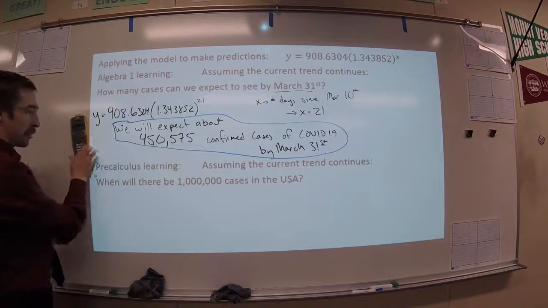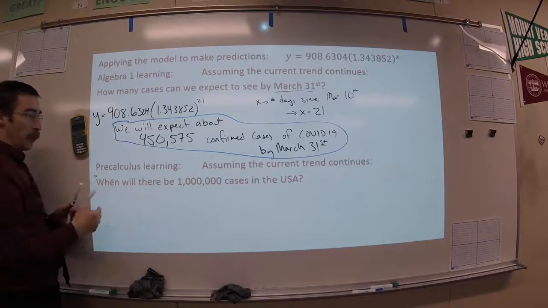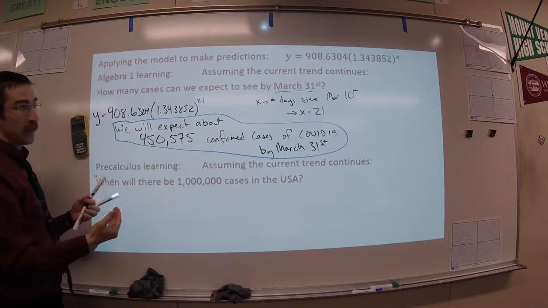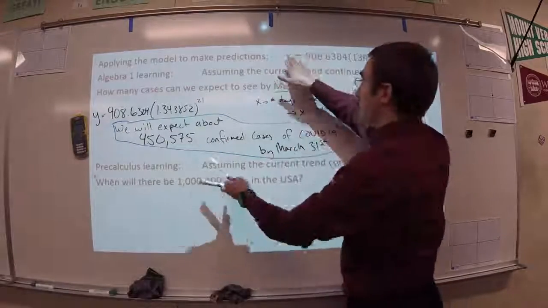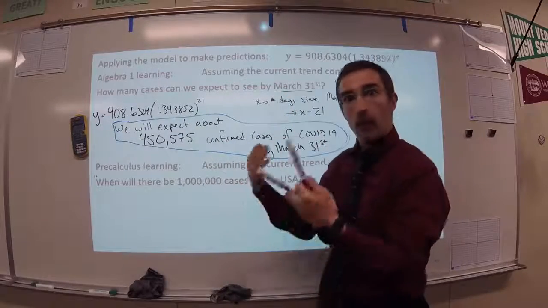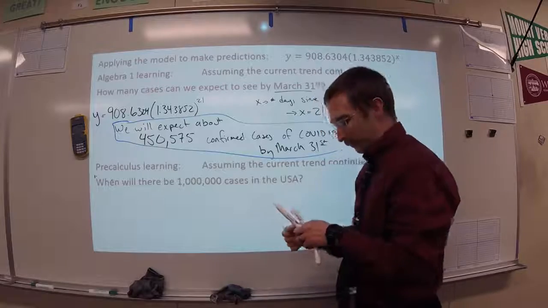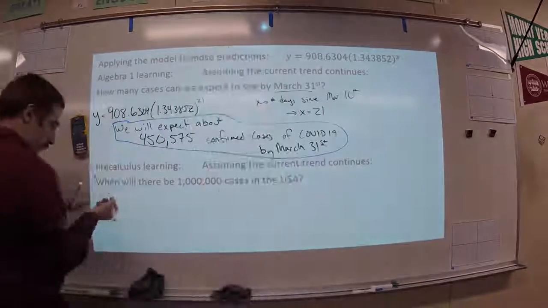All right, now the pre-calculus learning target. When will there be 1 million cases in the United States? This is a y value. The 1 million is a y value. It's saying how many cases. Remember, y was the number of cases since March 10th.